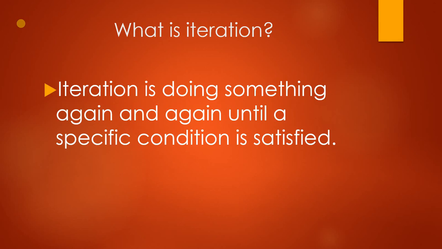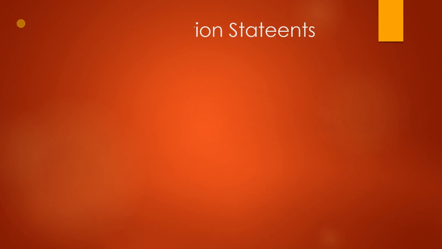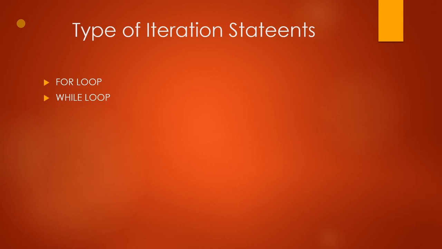Iteration is doing something again and again until a specific condition is satisfied. That is what iterations are. Now let's learn the different types of iterations in Python. The main two ones are the for loop and the while loop.